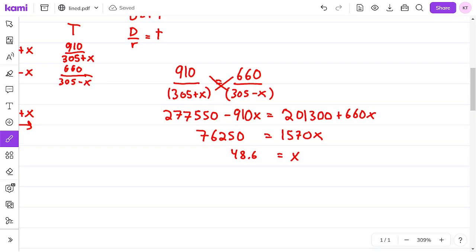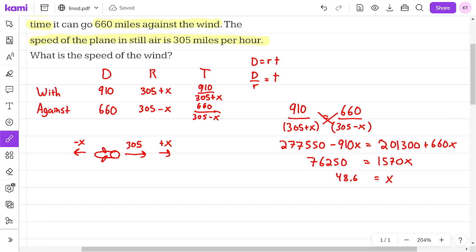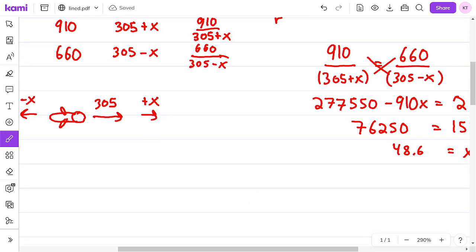So again, let's just double check what the question's asking for. It's asking for the speed of the wind, and we used that x to represent the speed of the wind. So we can say that the wind is going to be 48.6 miles per hour.